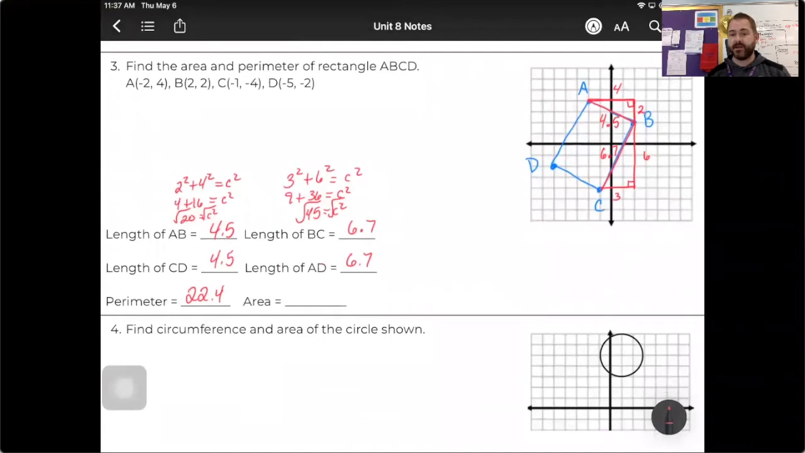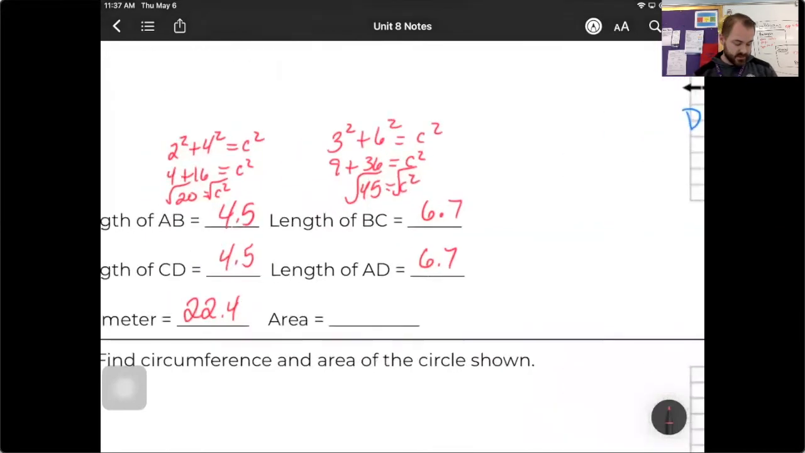Because remember, it's a rectangle. Opposite sides of a rectangle are the same, congruent. So DC or CD is also 4.5, and AD is also 6.7. So you don't have to do a bunch of extra work. Now, if you did, that's okay. Hopefully you got the opposite sides are the same. All right, so now I can find the perimeter.